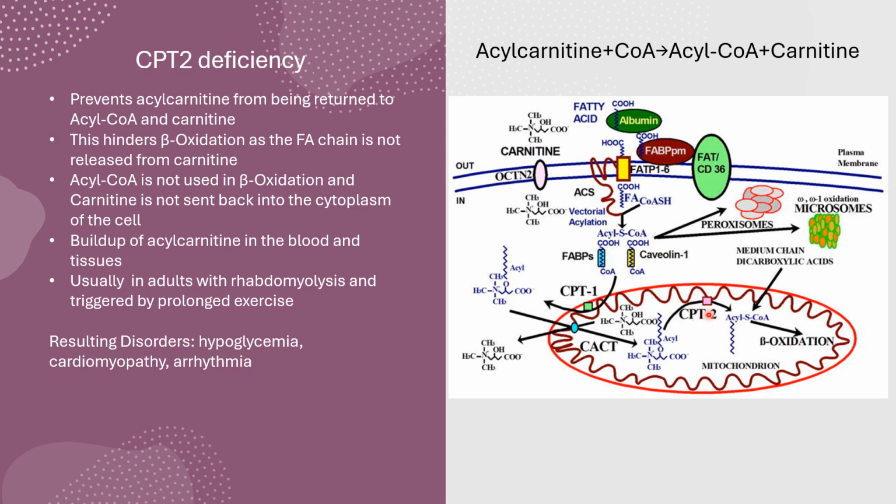But in this deficiency, your acylcarnitine just sits inside your membrane without being able to be separated. So this hinders beta oxidation, which prevents the energy needed from it. So again, you're dependent on glycolysis, and it causes weakness within the heart, because the heart relies on fatty acids for energy, and irregular rhythms. This will also cause a buildup of acylcarnitine in your blood and tissues, and this is often seen in adults with this condition, and it can be triggered by prolonged exercise, which I thought was interesting.